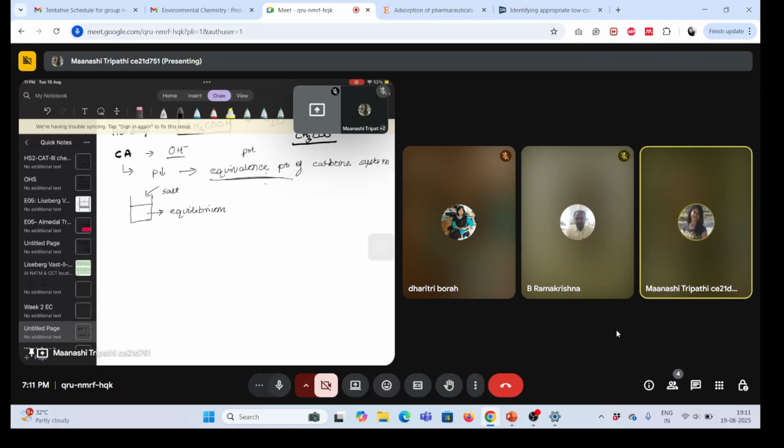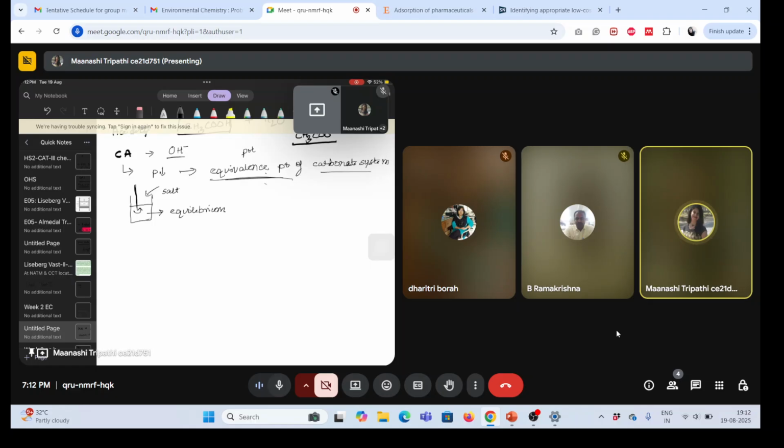So when there is a solution of acid and we keep on adding salt, the solution can be acid or base, anything, and the salt can be acidic or basic, anything. The point at which the system reaches equilibrium, that particular pH, if we put a pH probe here and measure the pH, that will be the equivalence point. So caustic alkalinity is the amount of acidity, the amount of caustic or strong base, required to bring the pH to the equivalence point of the carbonate system.